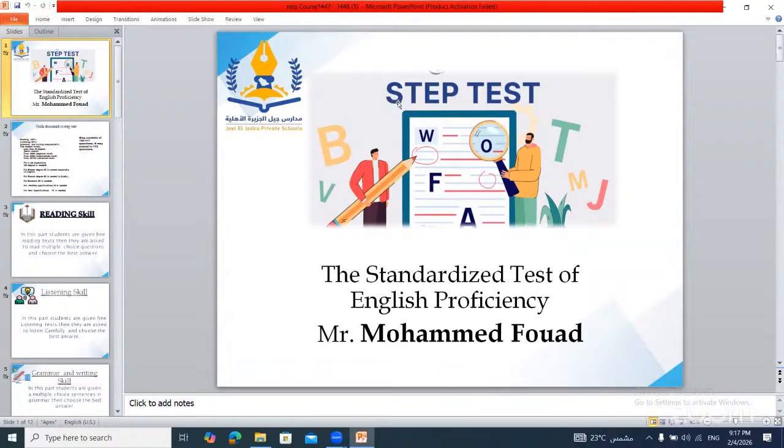STEP is an abbreviation of the words Standardized Test of English Proficiency. S we take from the word standardized. T we take from the word test. Of is a preposition, we cannot abbreviate it, so we come to the letter E, which will be English, and the last one, P, will be proficiency. Let's move to another part here.